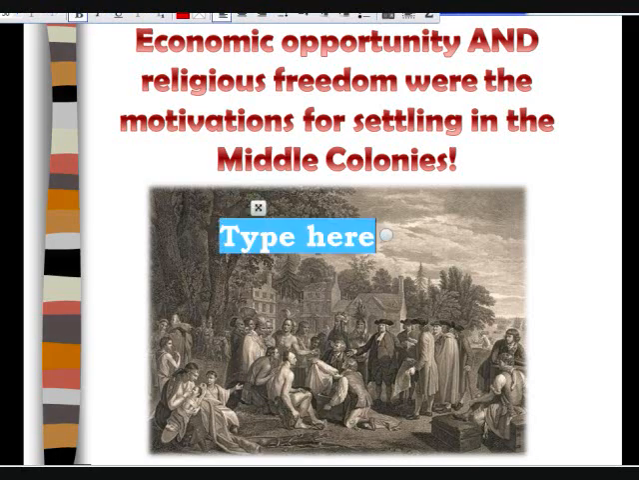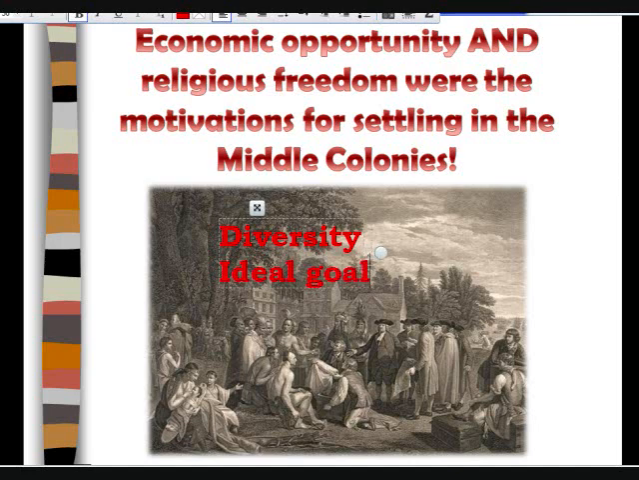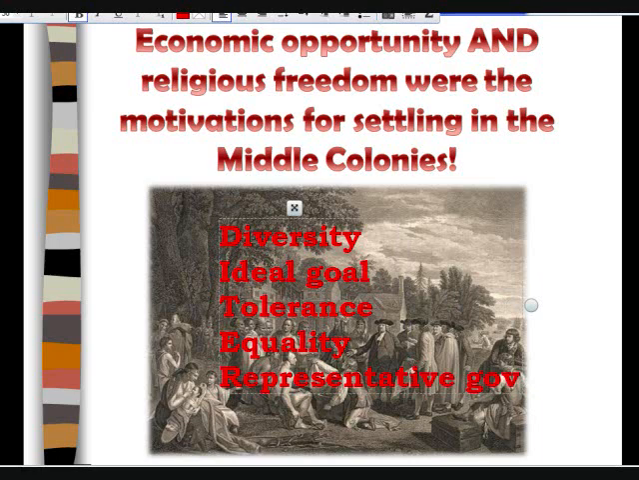So, lessons that we can deduce from the founding of Pennsylvania. Because of the great deal of diversity, the middle colonies, especially Pennsylvania, sort of become what we would refer to as the ideal goal of where the United States would eventually want to get. They believed in things like tolerance and practiced them. They believed in things like equality and practiced it. They believed in representative government and practiced it. So this is going to be the forward thinking, leading the way to where we want to get as a nation.